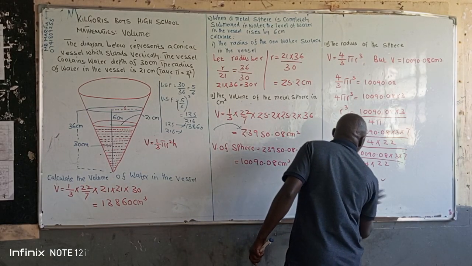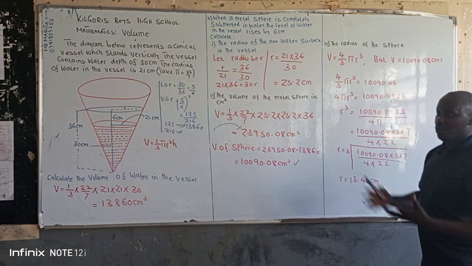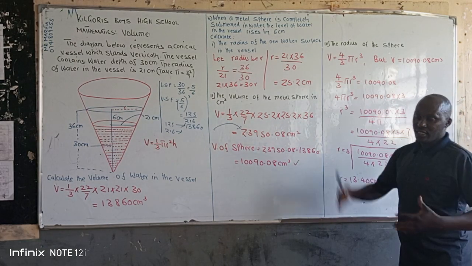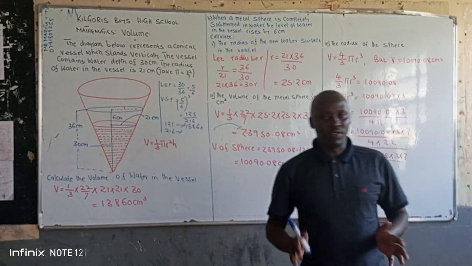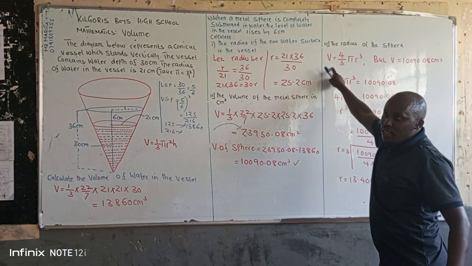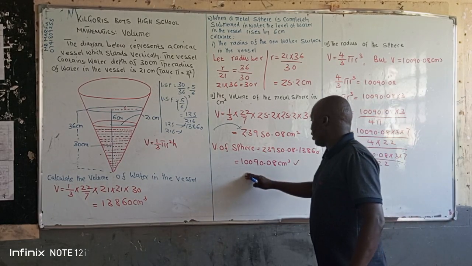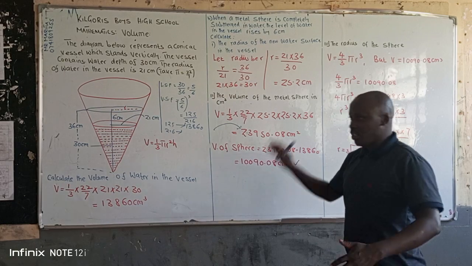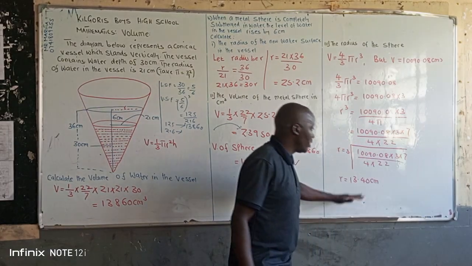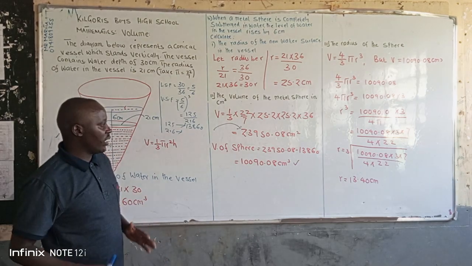So to get the radius of a sphere, we already have the volume of the sphere, and then you use the volume formula, 4 over 3 pi r cubed. Then you substitute where there is volume, because initially we had the volume of that sphere as 10,090.08, and that now gives us the radius of that sphere, which is equivalent to 13.40.